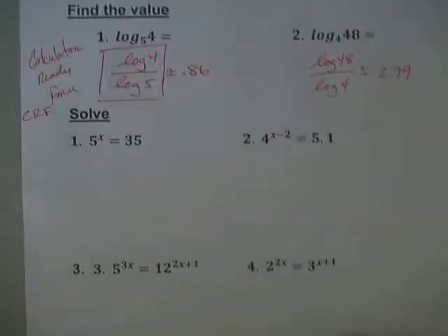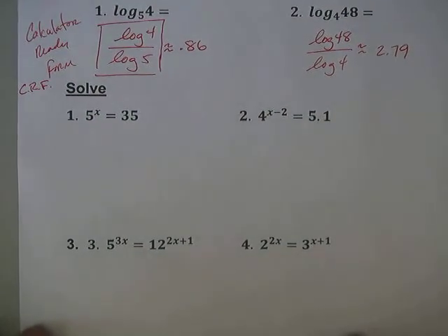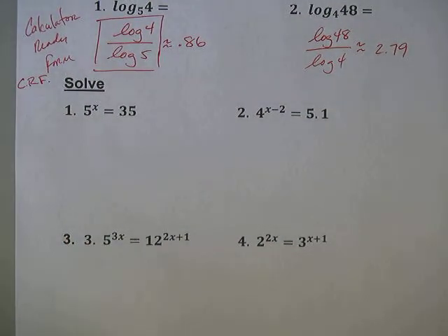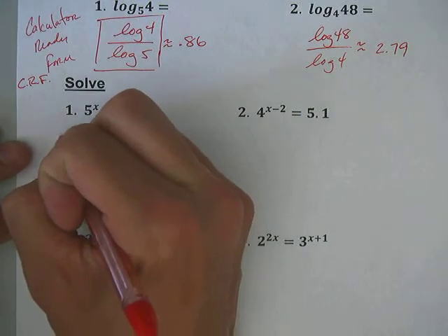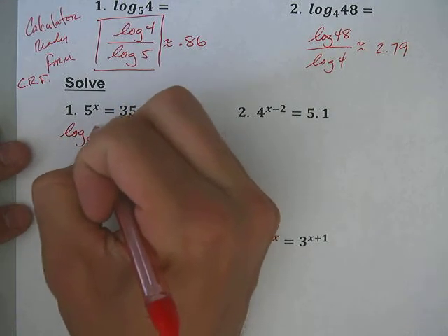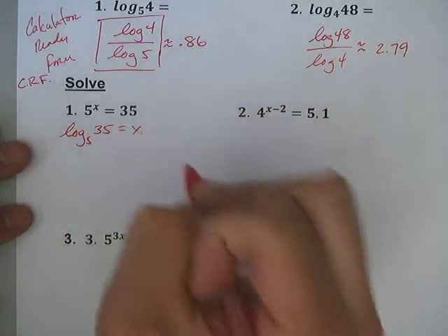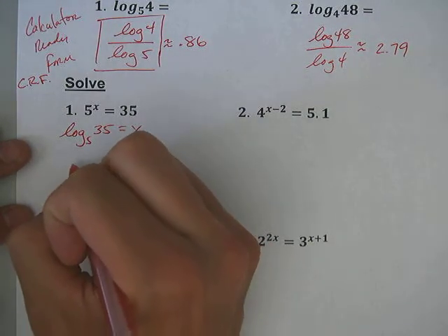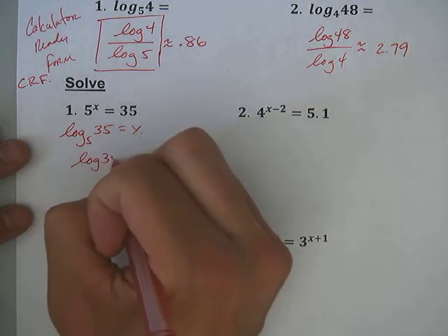Now, that helps us solve exponential equations, like these that I have here. So for instance, this one says 5 to what power equals 35? Well, you could take a great guess. We know it's probably going to be between 2 and 3. The question is where? So what I would do is change this to log form. So I'd write log base 5 of 35 equals x.